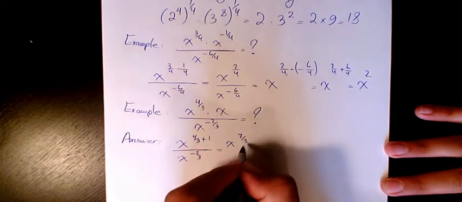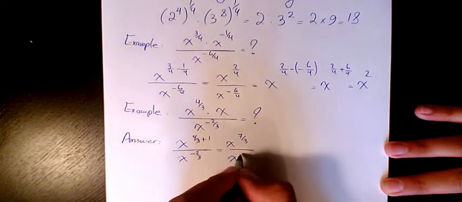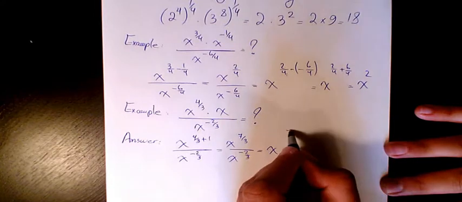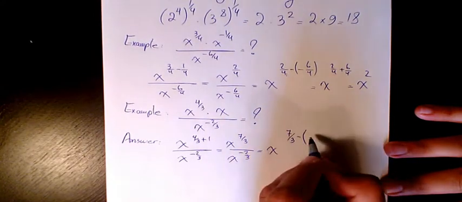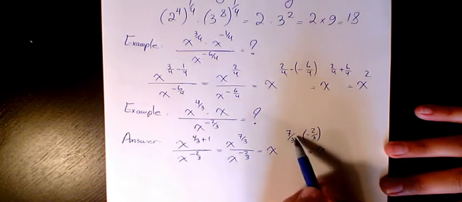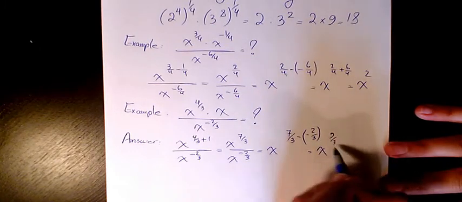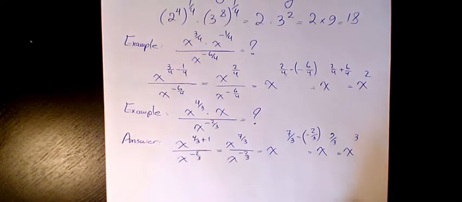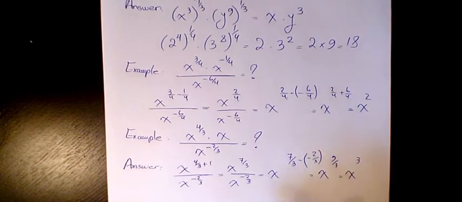That makes it 7/3. And here we have negative 2/3, which makes it x to the power of 7/3 minus negative 2/3, which makes it x to the power of 7 plus 2, which is 9/3, or x to the power of 3. So this is the final answer, and this is examples regarding simplifying rational exponents.